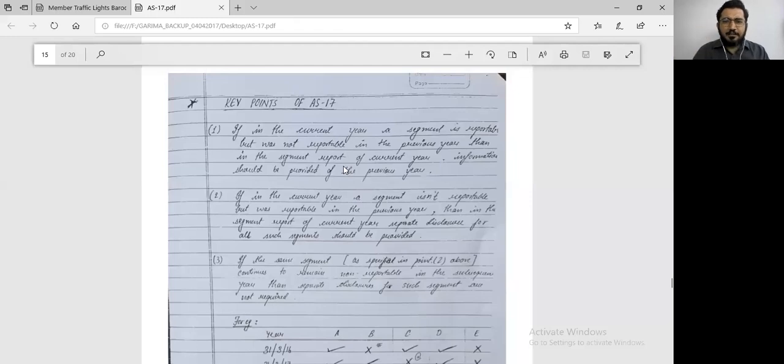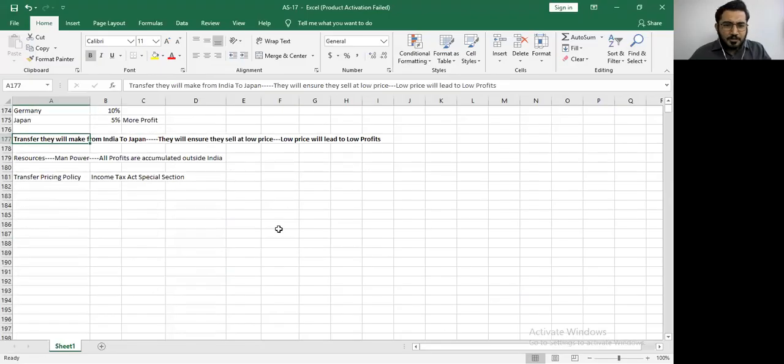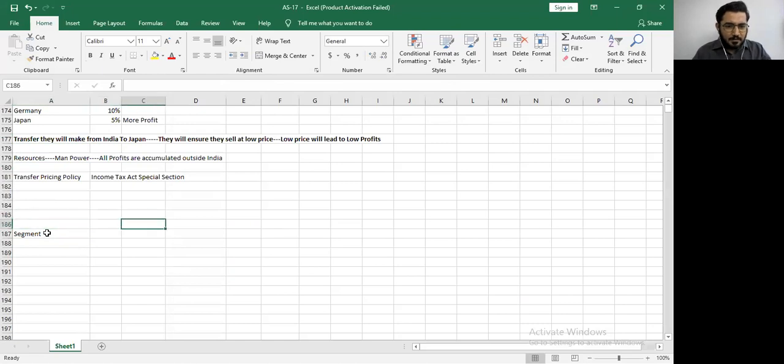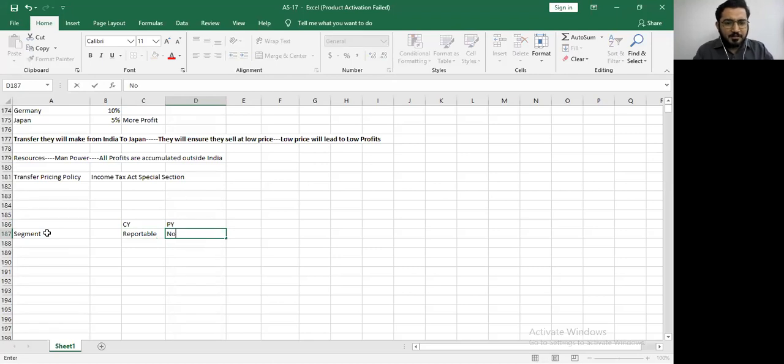It says if in the current year इस साल में कोई सेगमेंट रिपोर्टेबल है बट इट वाज नॉट रिपोर्टेबल इन द प्रीवियस ईयर, मतलब मान लो सेगमेंट ए करंट ईयर में रिपोर्टेबल है लेकिन प्रीवियस ईयर में वो रिपोर्टेबल नहीं था, तब अपन को क्या करना है? देन इन द सेगमेंट रिपोर्ट ऑफ द करंट ईयर information of the previous year should be provided. Okay, let me prepare this for you. Segment, current year, previous year. If in the current year it is reportable, in the previous year not reportable, still in the current year you will have to give information about the previous year.